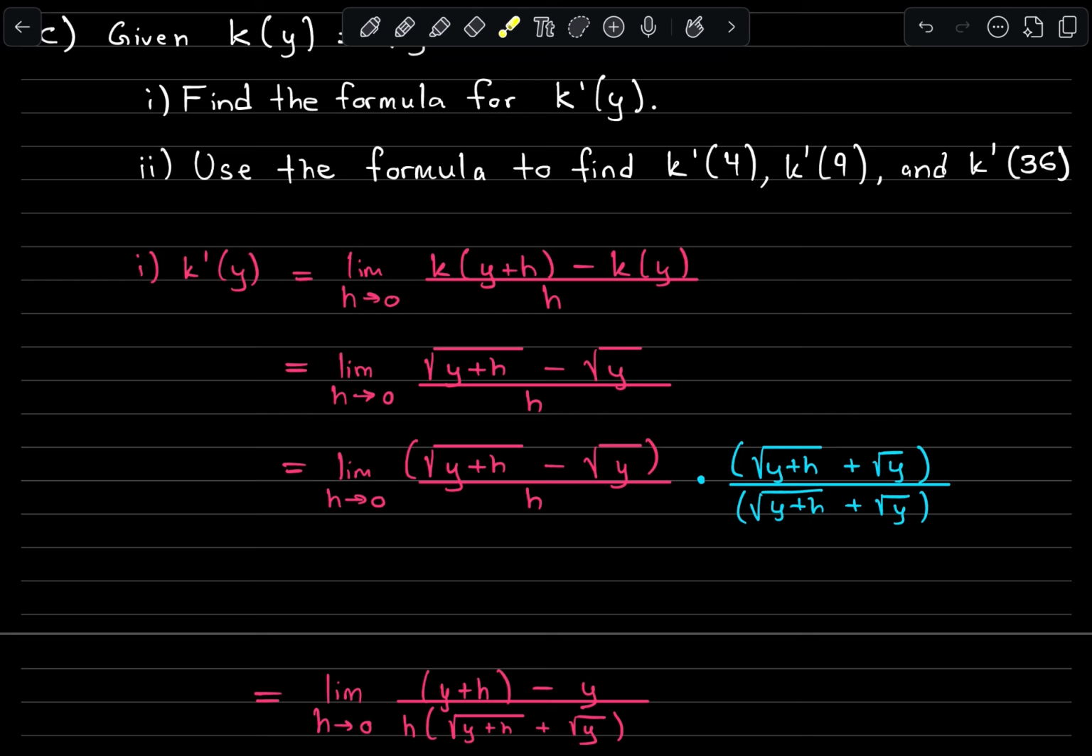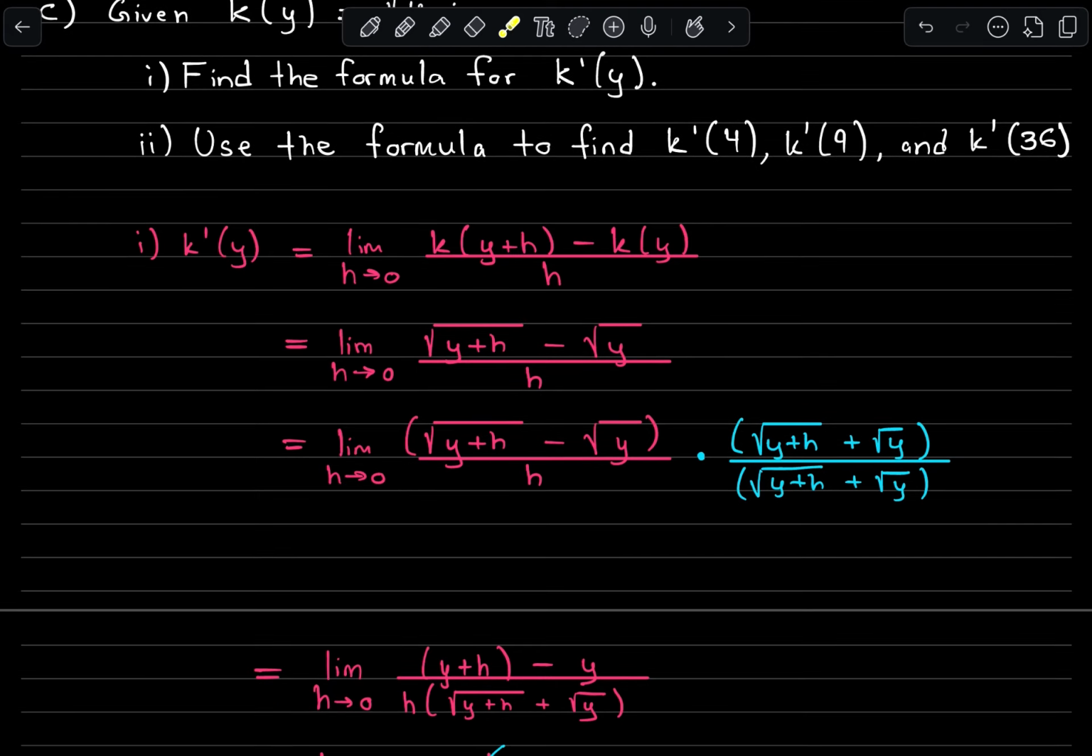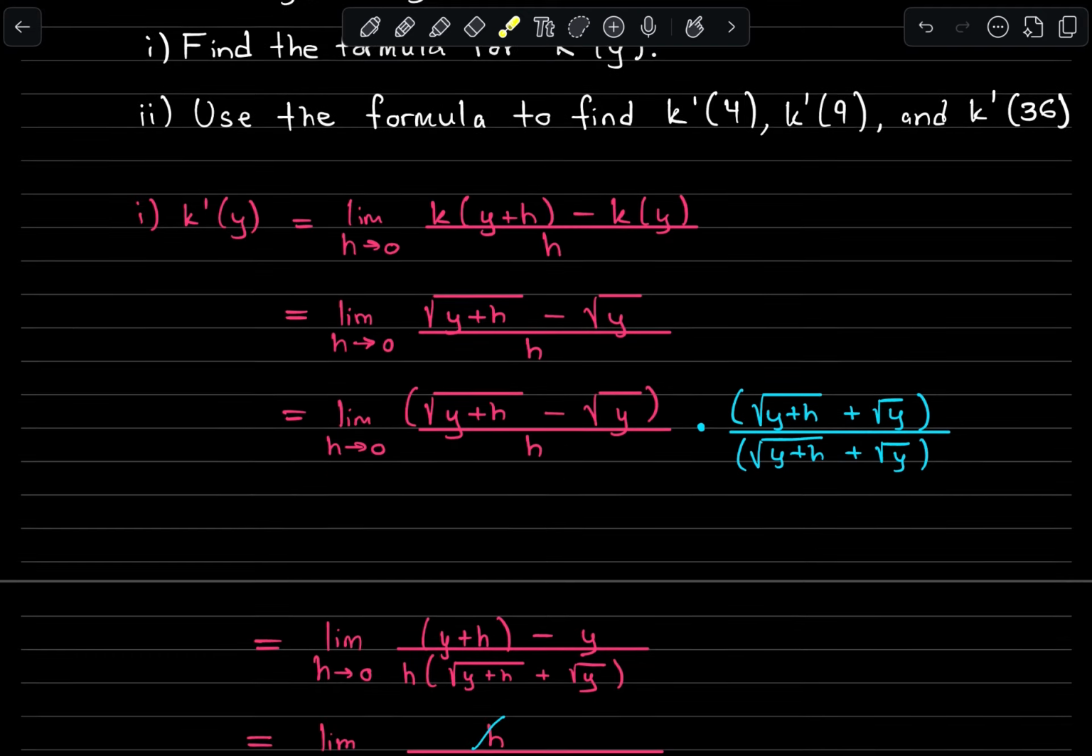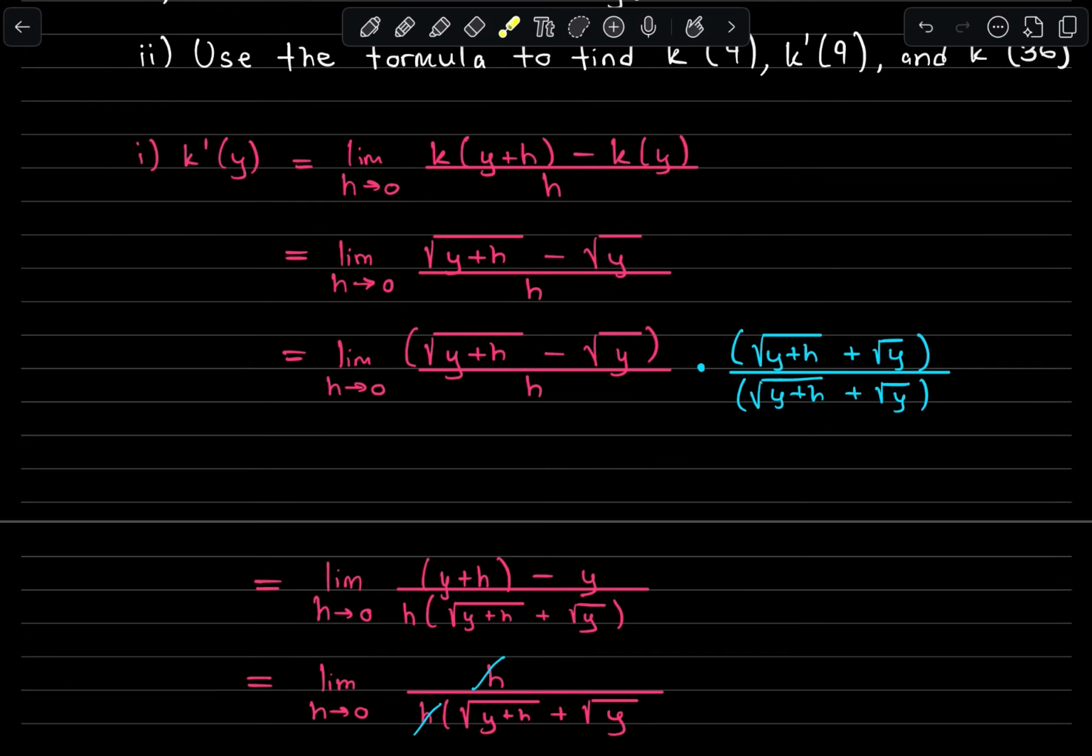So we go ahead, we multiply those, and we get exactly that. We have our a squared term, so the square root squared canceled out, and the square root squared, again, canceled out here. You're left with y plus h in the numerator minus y, and h times the conjugate. We don't need to go ahead and distribute these. We can just leave it as it is. Our h's cancel out.